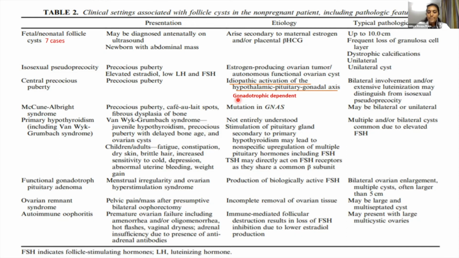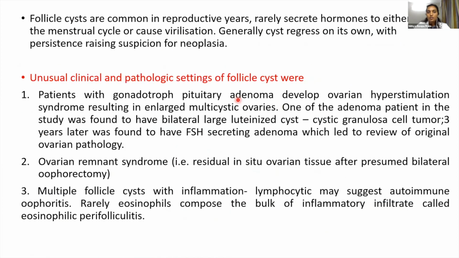It is due to true activation of the hypothalamic pituitary gonadal axis, and it usually has bilateral involvement. So as you know, follicle cyst is a very common lesion which rarely secretes hormones to disturb either the menstrual cycle or cause virilization. So generally the cyst regresses on its own. If it is persisting, it raises the suspicion for neoplasia.